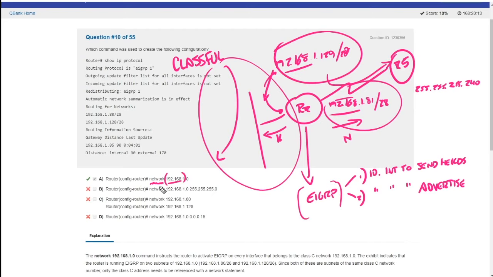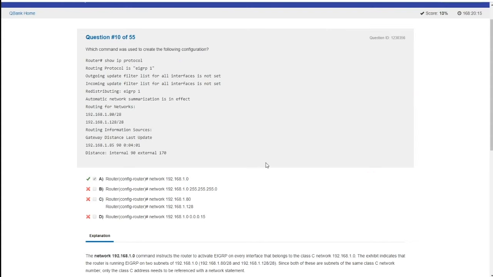It's one of the most confusing things when you get into routing protocols.